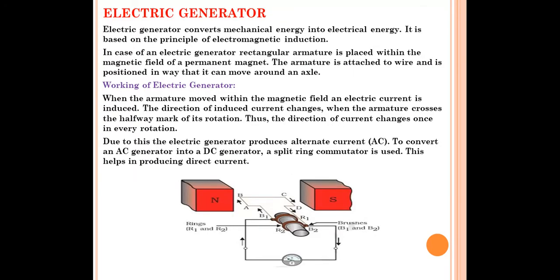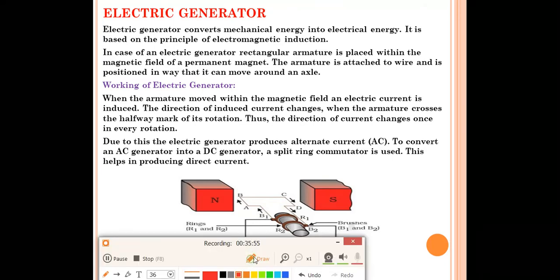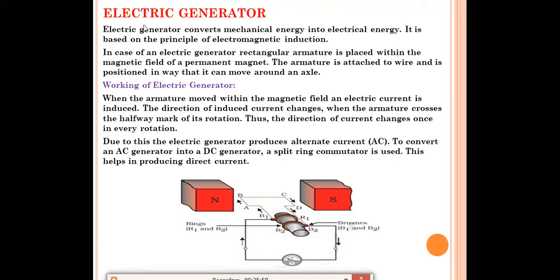Next we'll read about the electric generator. So what is an electric generator? An electric generator converts mechanical energy into electrical energy. Suppose in apartments, when electricity is not available, they use electric generators. Or sometimes you are organizing some function where you cannot take the electricity supply, so you take generators from the market and they provide you the electricity. So electric generators convert mechanical energy into electrical energy.